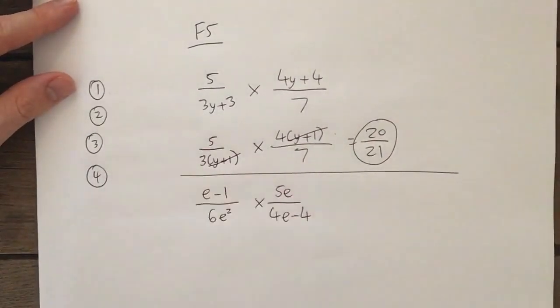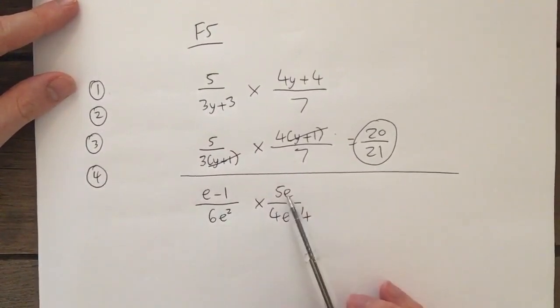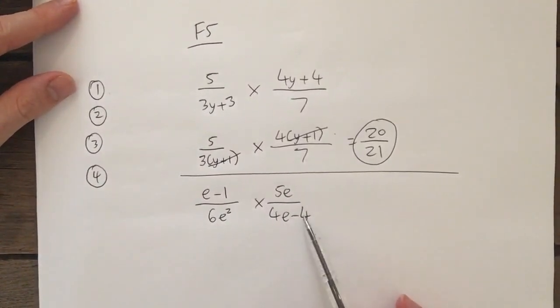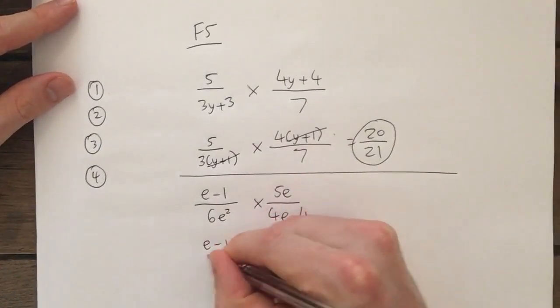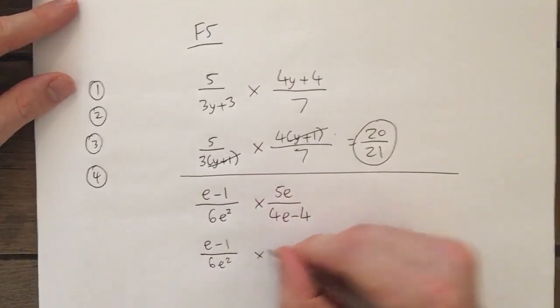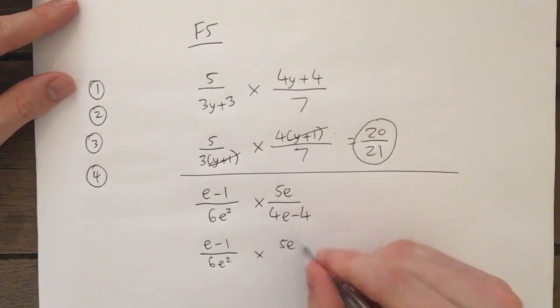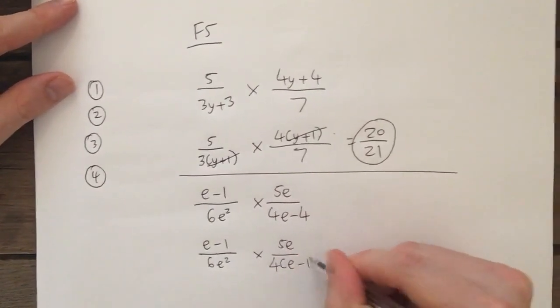Okay, number 1, can I factorise first? No. No. No. Yes. So I can factorise that, so I'm going to factorise that. I said no to the others, so I write them down as they were. E minus 1 over 6e squared times 5e. If I factorise that, we know the 4 comes out of it. So 4 bracket e minus 1.